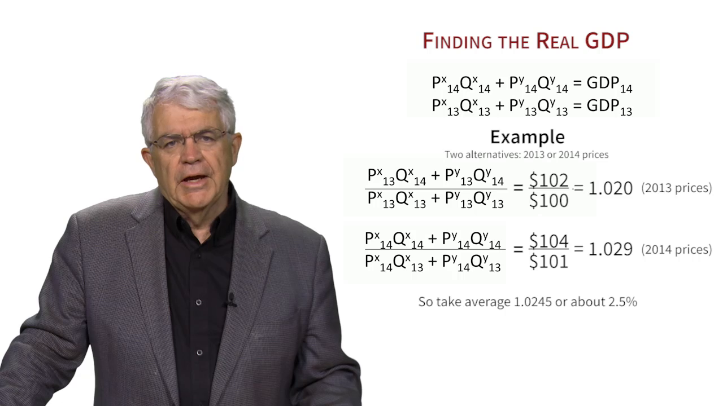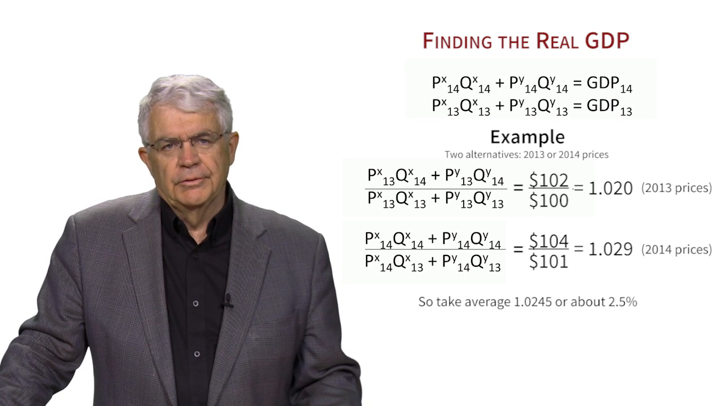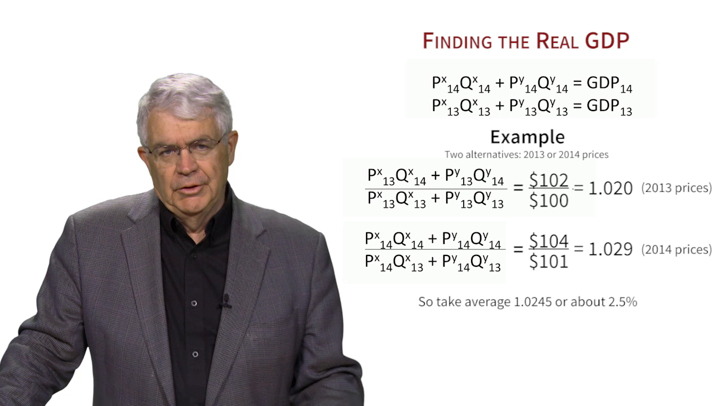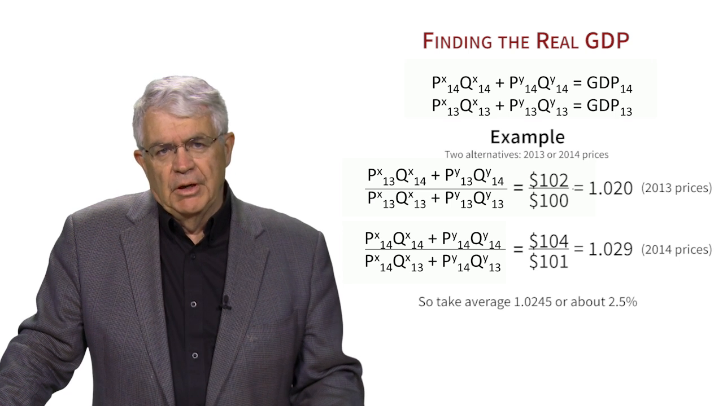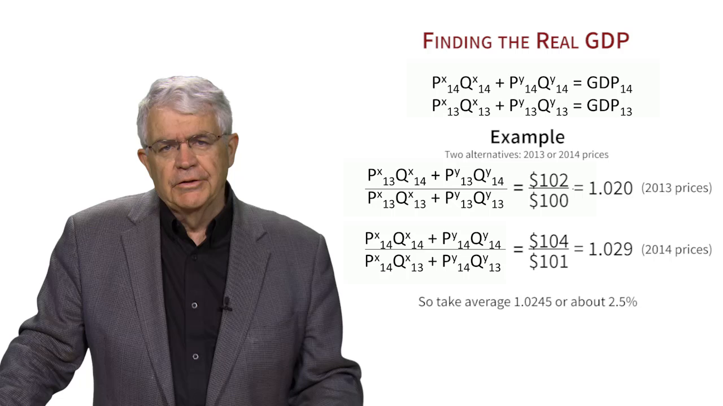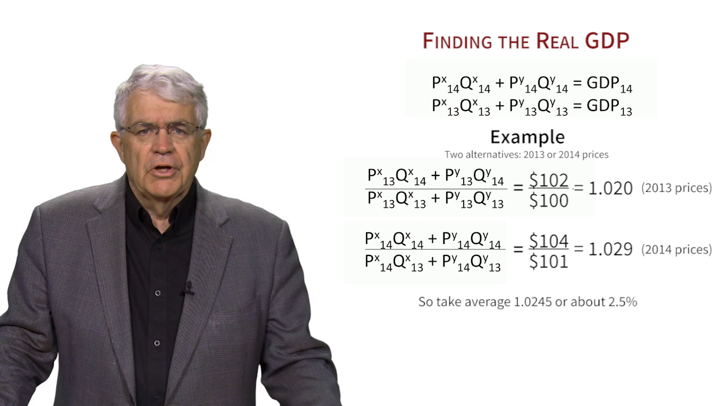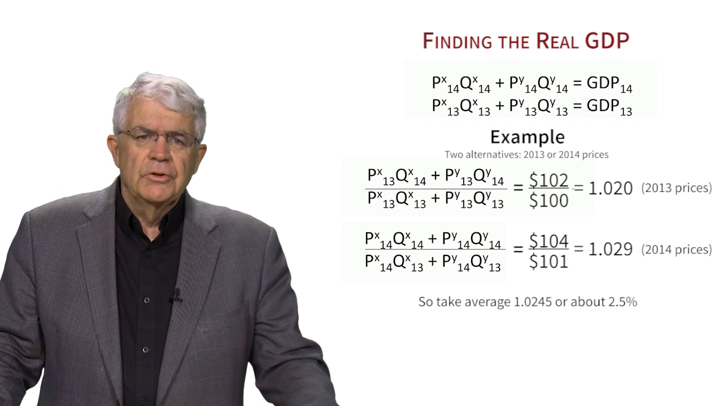The price of good X and the price of good Y may be moving up together, maybe by a whole lot from 2013 to 2014. Maybe the prices double. If that's the case, you wouldn't be getting a very good comparison of how much GDP increased in that year because you'd be thinking about mostly just the general increase in prices, or inflation.